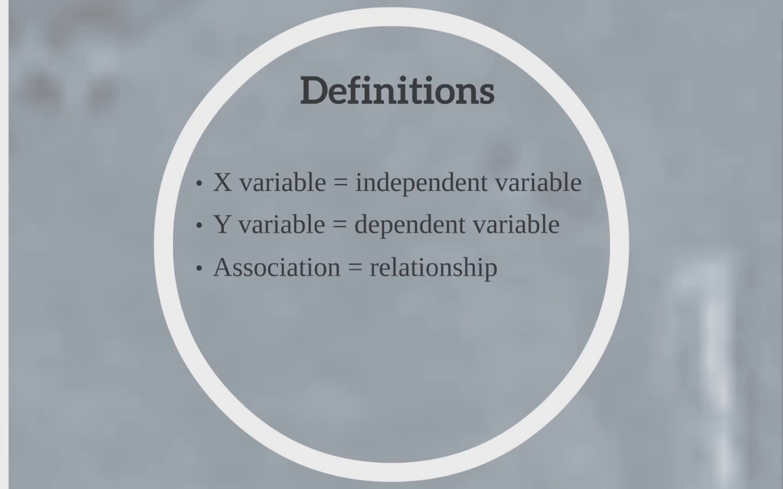And again, we'll be discussing this idea of association, right? So association is simply a relationship between two variables. It doesn't necessarily mean that the x variable causes the y variable. However, there's a relationship there, right? And so we'll be looking at the association or the relationship between x and y variables in the bivariate analyses section.